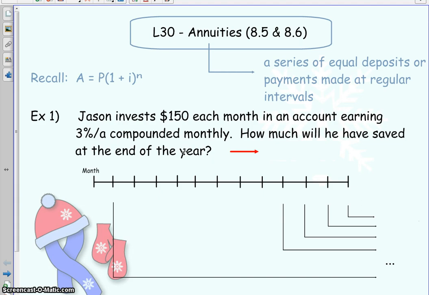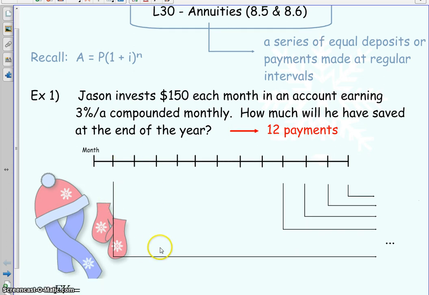So if you're investing it every single month for 1 year, that's going to mean he's putting in $150 12 times. And what's going to happen, if you remember how the compounding interest formula works, the $150 that he puts in is going to earn interest every single month. But he only puts in $150 for that first month. The next month he puts in $150, which is going to earn interest, but the previous month's $150 is also going to earn interest. So a good way to look at that is actually probably starting at the last payment and working your way back.